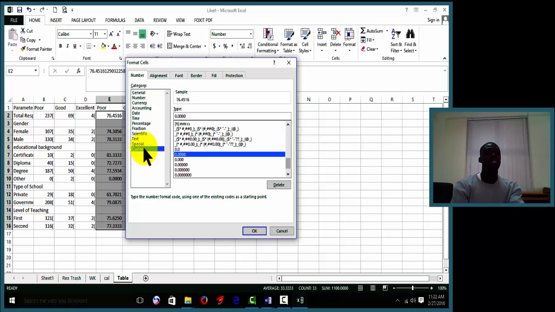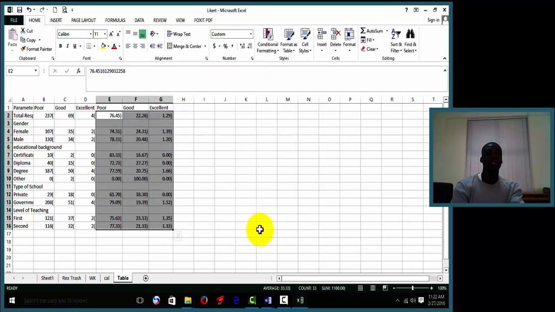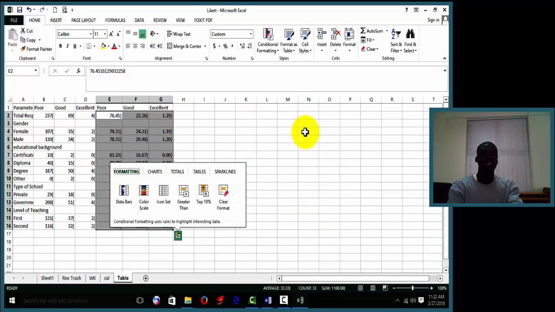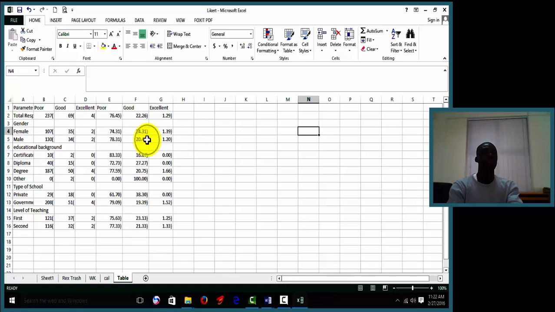So I'll come to this side. I'm choosing this, but I want them into two decimal places. Then I'll put a bracket behind it. Then I click on OK. So now I have all of them at two decimal places with a bracket behind it. As you can see, I have them all in two decimal places with brackets behind them.